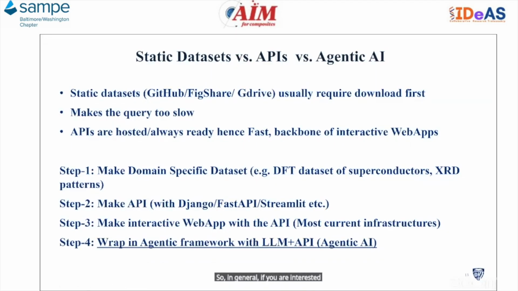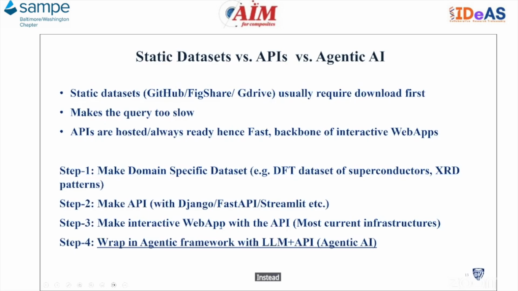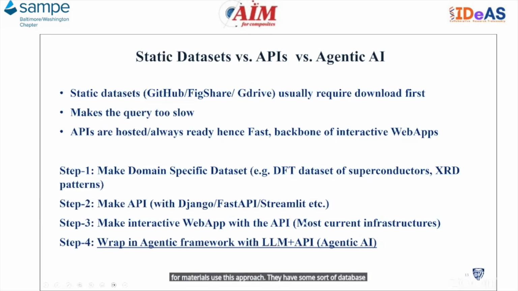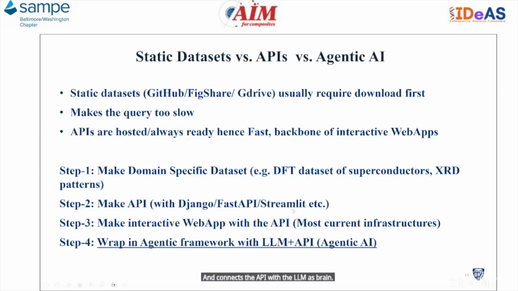So in general, if you are interested in AI for materials, whether you are a theory or experimental person, consider having these 4 steps. Make a domain-specific data set, for instance, a DFT database for superconductors, or X-ray diffraction for some powders, or whatever you are trying to do in your work. Make a data set. Make an API using Django, Fast API, or Streamlit. These are all frameworks for making an API. Then some users, instead of calling the API, like some sort of web app. So we will host data using an API, and most of the current data structures or databases for materials use this approach. They have some sort of database, make an API, and have some sort of interactive web app with this. What we are talking about here is the next step, which is the agentic framework, which goes beyond just the database or web app and connects the API with the LLM as brain.